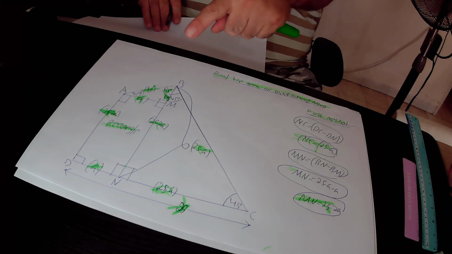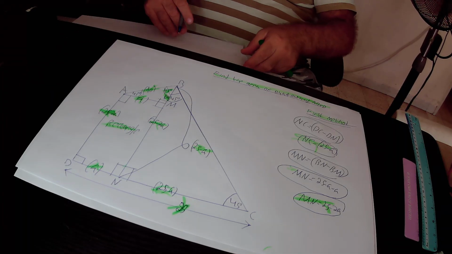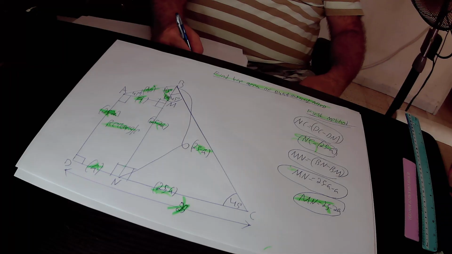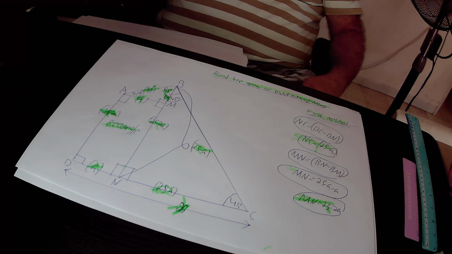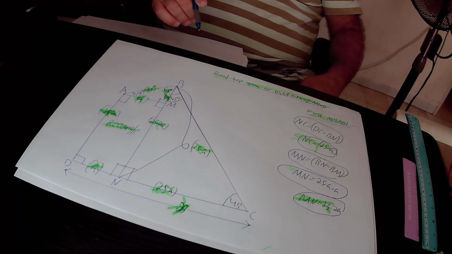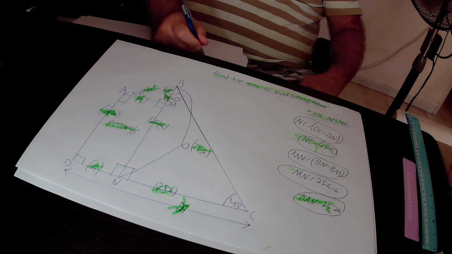What is the area of this quadrilateral ABND? What is the area of trapezoid ABND? Because quadrilateral ABND is a trapezoid, what is the area of trapezoid ABND?